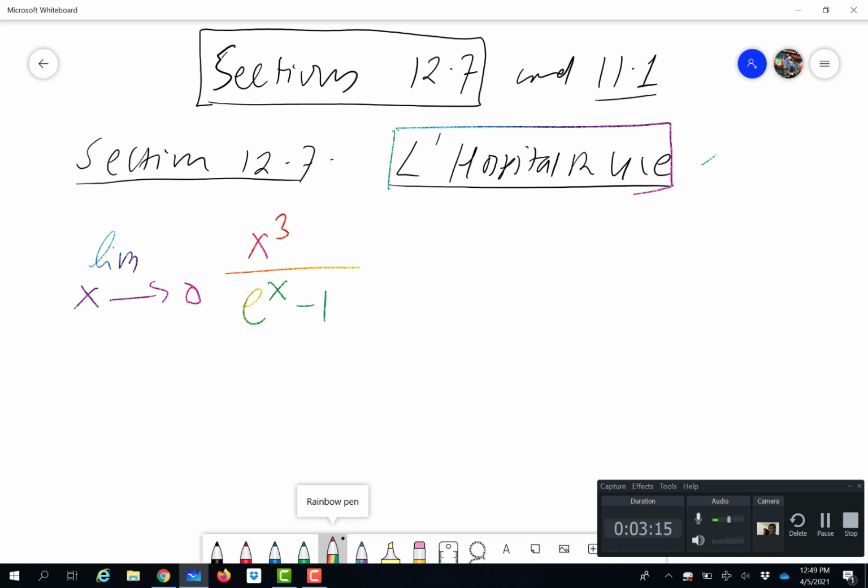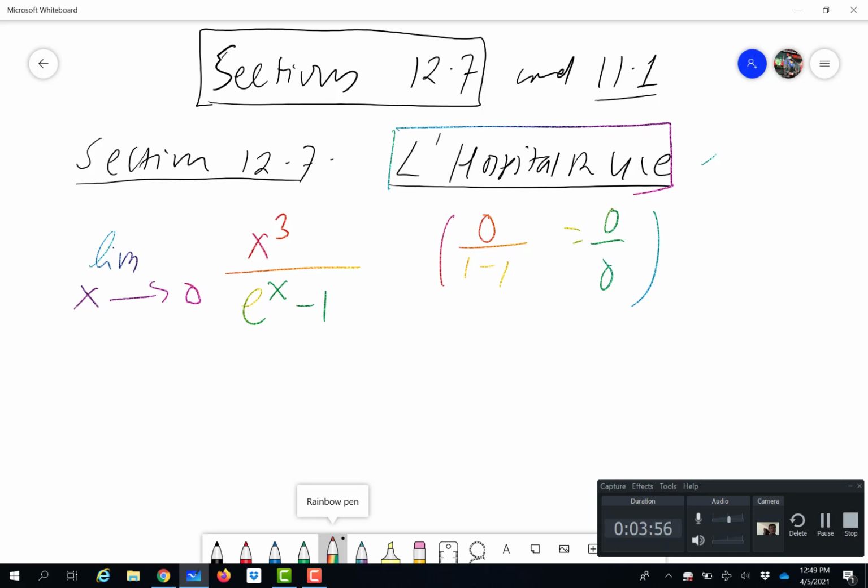So in this case, what is the very first step to evaluate the limit? First of all, you plug the given limit value into the given expression. Let us plug in and see what happens. When you plug in x equals 0 in the given expression, what do we get? On the top, 0 to the third is 0, over e to the power 0 minus 1. E to the power 0 is 1, right? 1 minus 1 is 0. So we got 0 over 0.